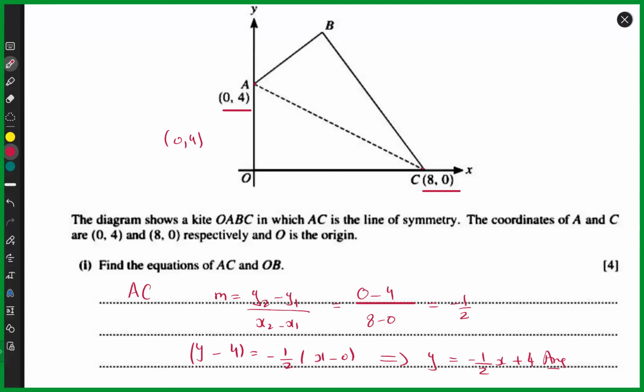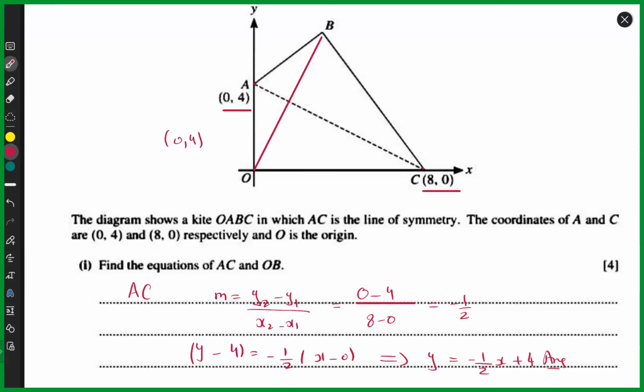Yes, can anyone think about it? How can we find the gradient and everything? How can we find the equation of OB? Since we've already found AC, if you cut from O to B and put a line there, it becomes a particular line. Very good. Yes, the gradient will be 2.